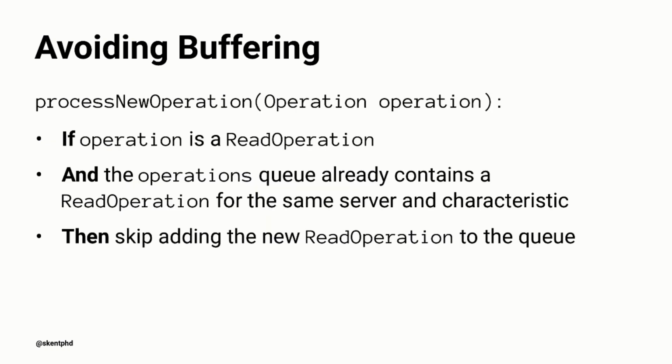So in pseudocode, what we said is, if I'm processing a new operation and it's a read operation, and I already have something in my queue which says read the same characteristic on the same server, I don't need this new one. I'm already going to read it sooner. So just don't bother adding this new operation to the queue. That's one way of trimming down a little bit.